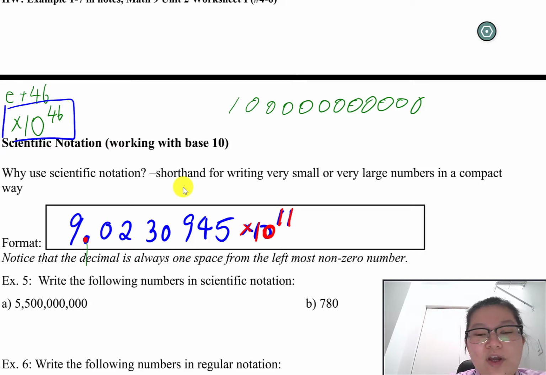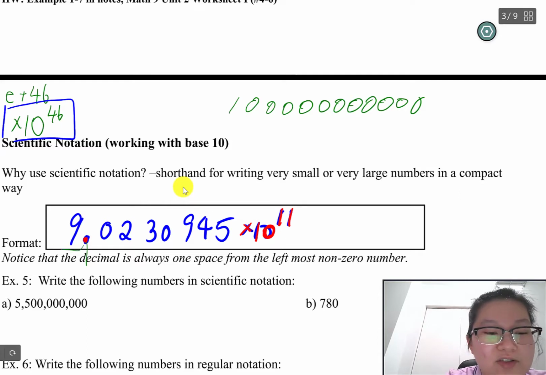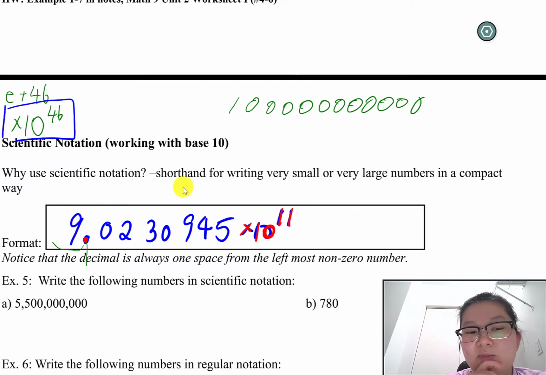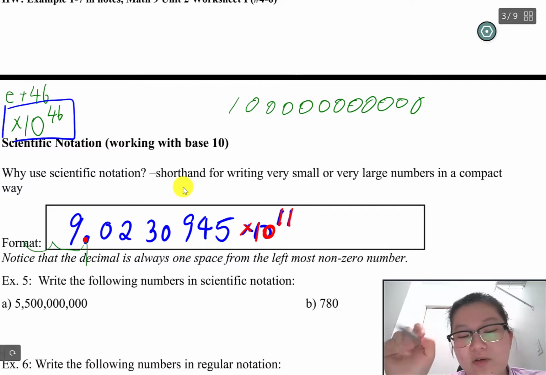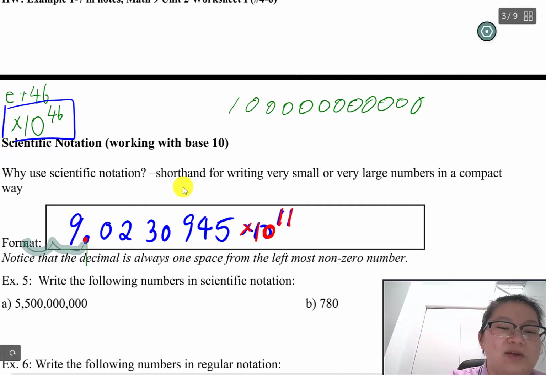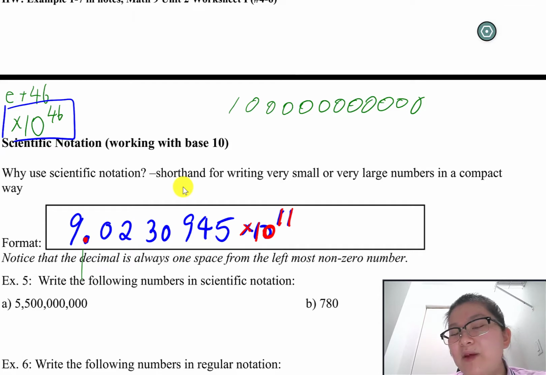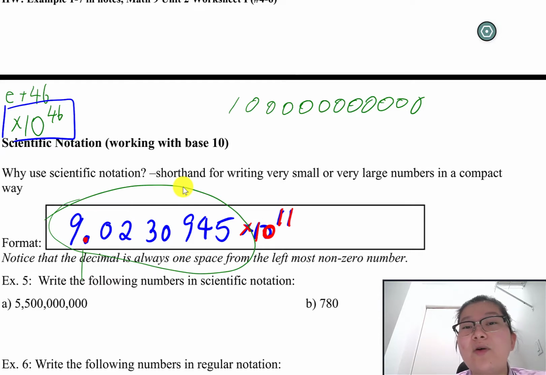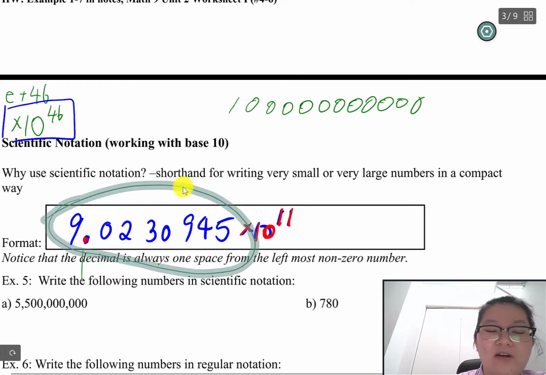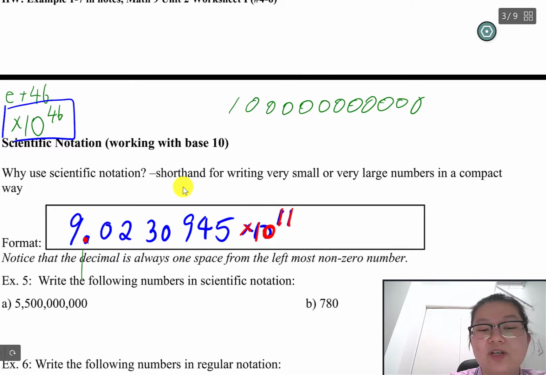Now, which way should I move it? Well, think about this. If I move my decimal place to the left, this whole number is going to get smaller. I'm going to get 0.92 something. And if I move it again, it'd be 0.09. And that doesn't make sense because if I'm multiplying by 10 to the power of 11, I'm multiplying by a very large number. So this number here, the 9.02, is only going to get bigger. To get bigger, I need to move this decimal place to the right.